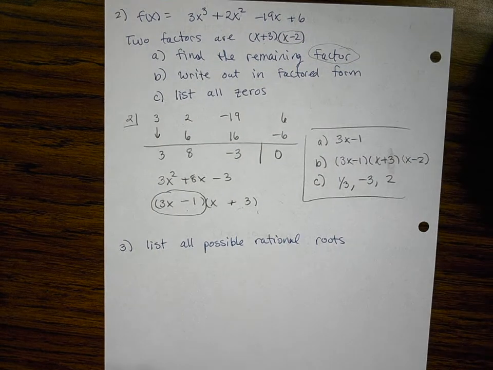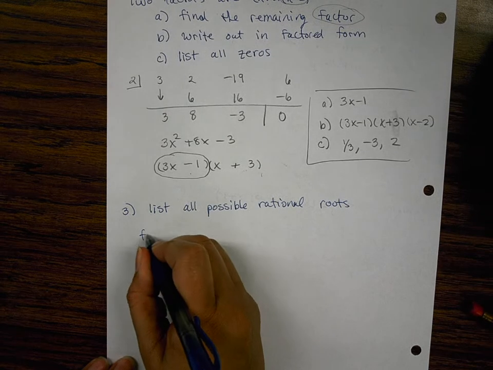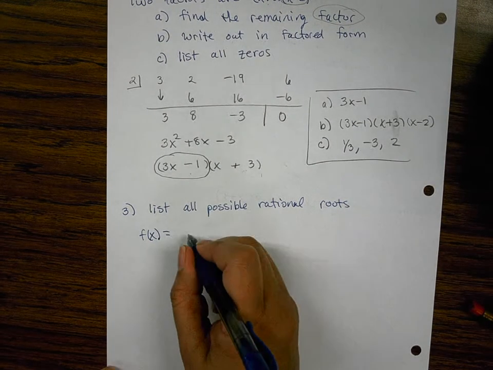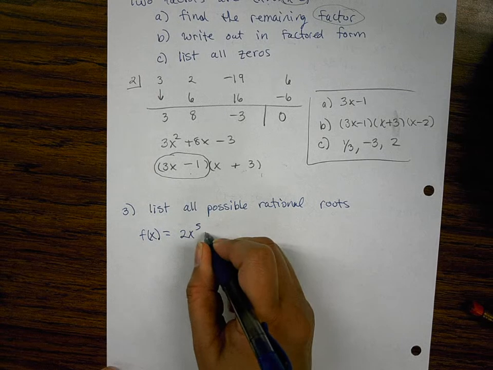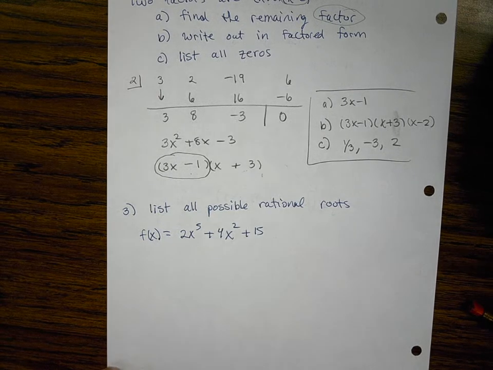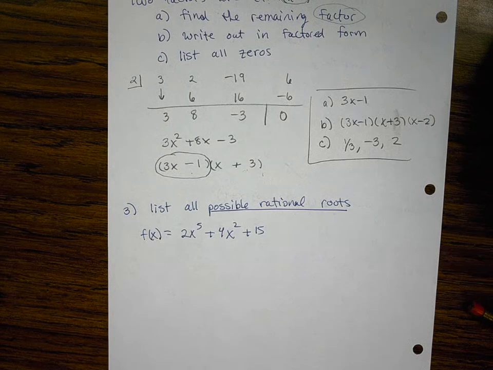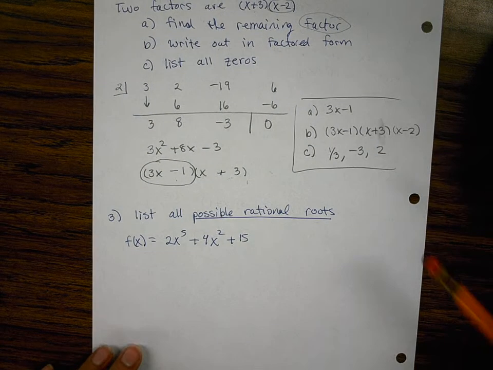List all possible rational roots. Okay, f of x equals 2x to the 5th plus 4x squared plus 15. Okay, so here is the new part for you. Possible rational roots. You haven't seen that before, but I will tell you what it is.